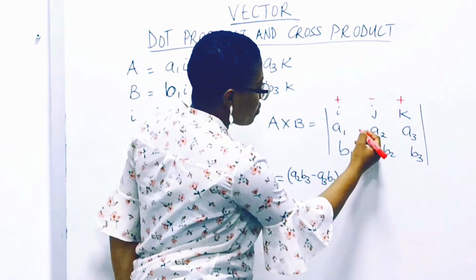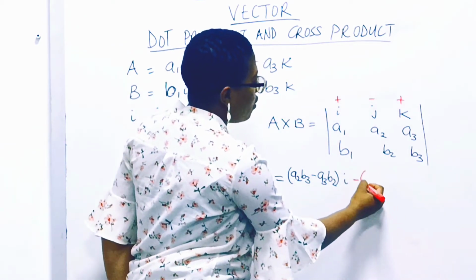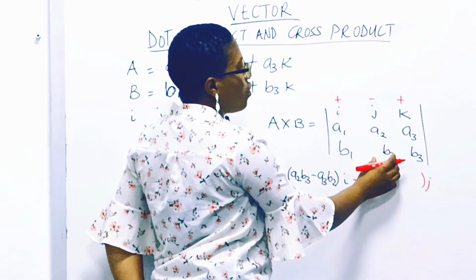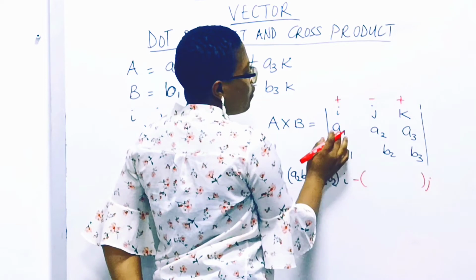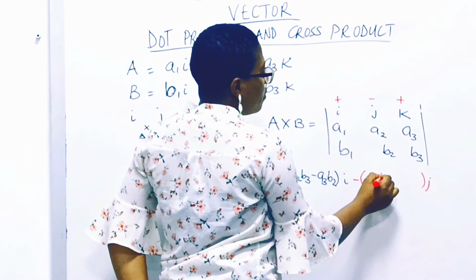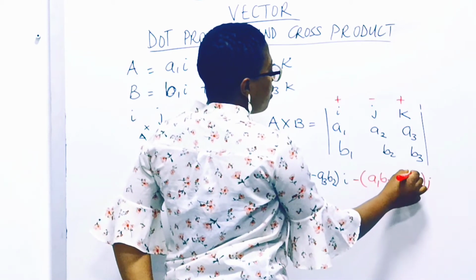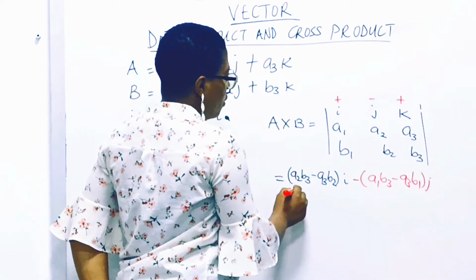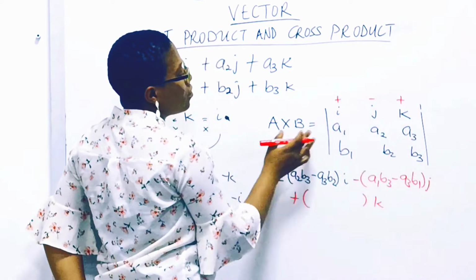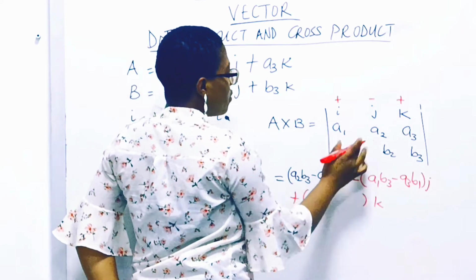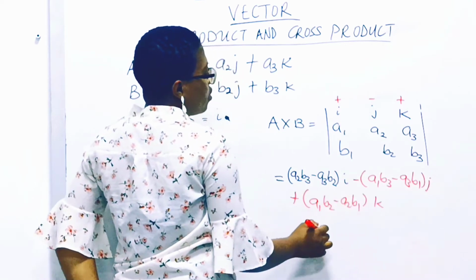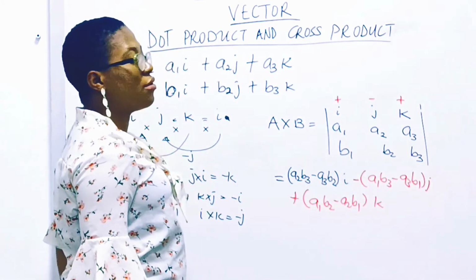We have minus J. So keep J one side. So you're going to close this row, this column, and this row. And you're left with this times this, and minus this times this. A1, B3, minus A3, B1. Plus something K. So we are closing this and we are closing this. We are left with this times this minus this times this. A1, B2, minus A2, B1. And that's our answer for the cross product.